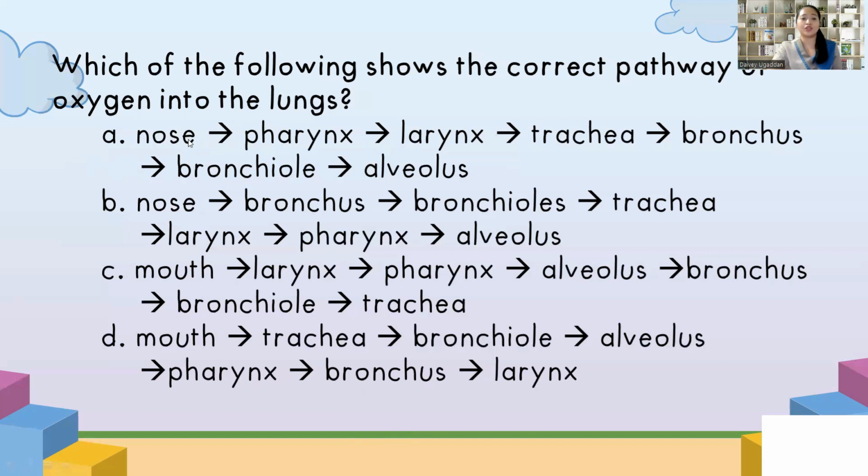So let's check which of these two is the correct answer. Let's check option A. Says here the air flows from your nose to your pharynx, to your larynx, to your trachea, bronchus, bronchiole, alveolus. This one, option B, nose, bronchus. So we can now identify the correct answer. B is wrong because from the nose, it doesn't pass the air directly to the bronchus because bronchus is already in the lungs. So the correct answer to this one is letter A, nose to pharynx, to larynx, to trachea, to bronchus, to bronchiole, then finally to the alveolus.